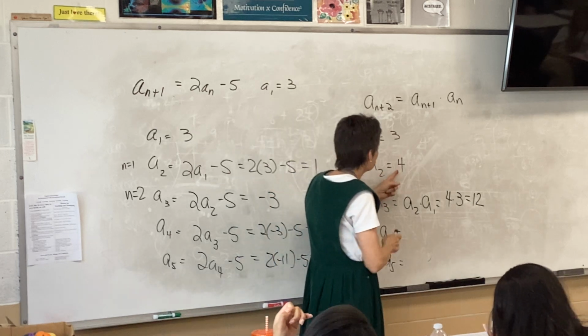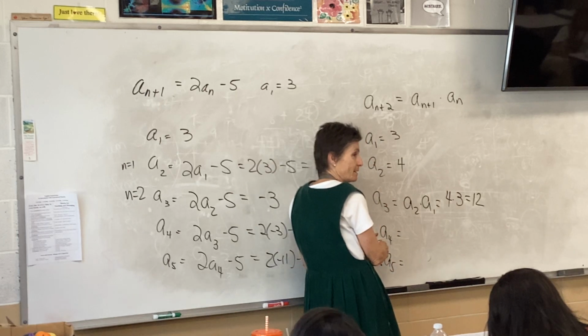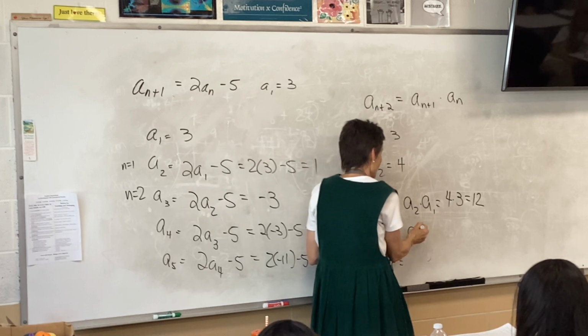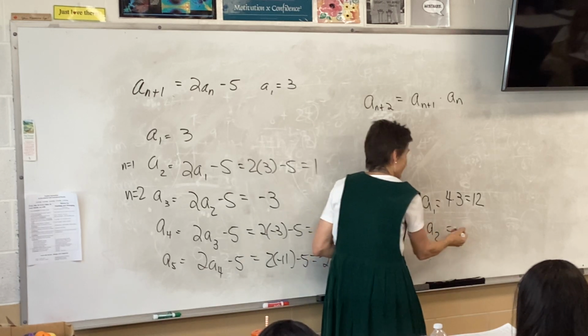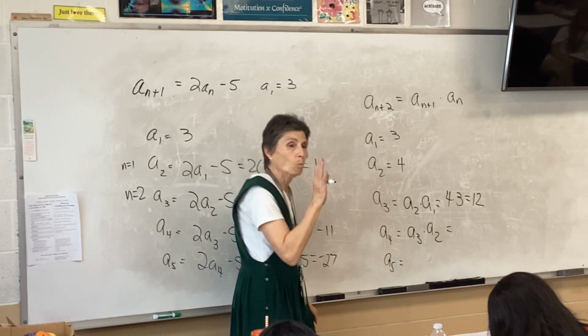So 2 times 4 gives me the third number, which is 12. What's the fourth number going to be? The third one times the second one. Okay, so one more time.